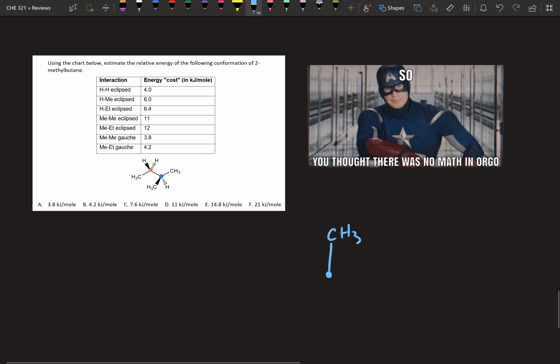We have that wedged methyl coming out, and I'm going to be drawing this with the blue carbon as the front carbon. Since that methyl is wedged and coming at us, it will now have to be to the left. That's going to be another CH3. And we have that dashed hydrogen, it's going to be an H. Then we have the red carbon. We're going to have that planar methyl, and we're going to have a wedged and a dashed H. And that's the Newman projection.